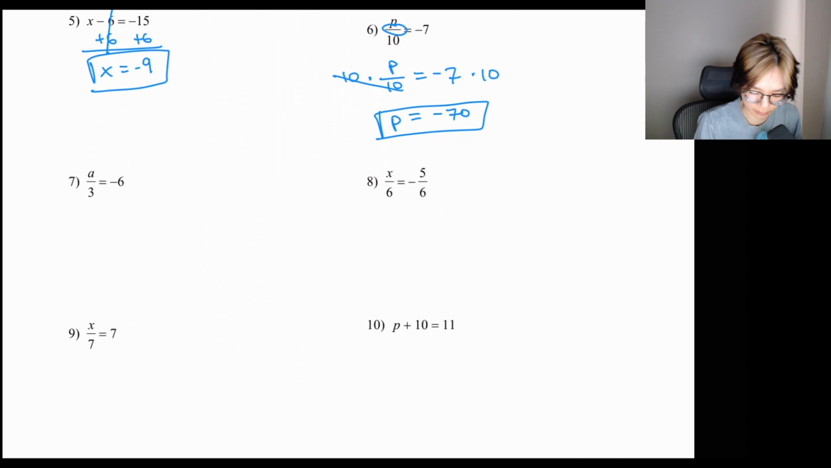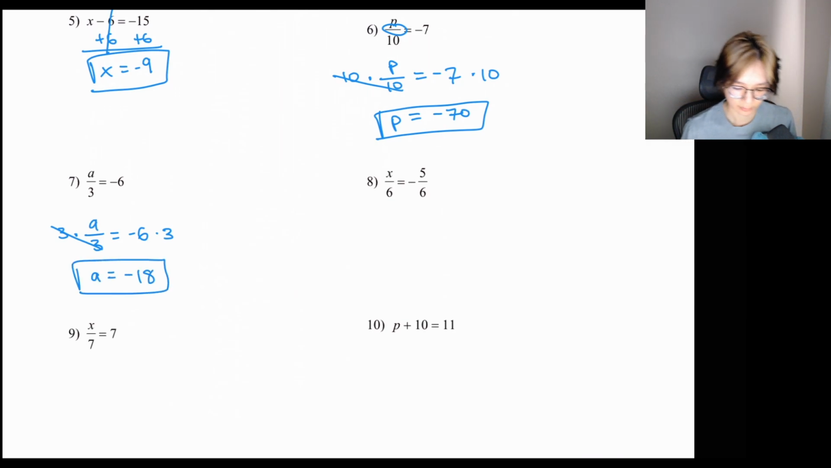Next one, a over 3 equals negative 6. Trying to solve for a, we've got to get rid of what else is on the a side, division, so we multiply. Those cancel out. A equals negative 18. For the same reasons as number 6.